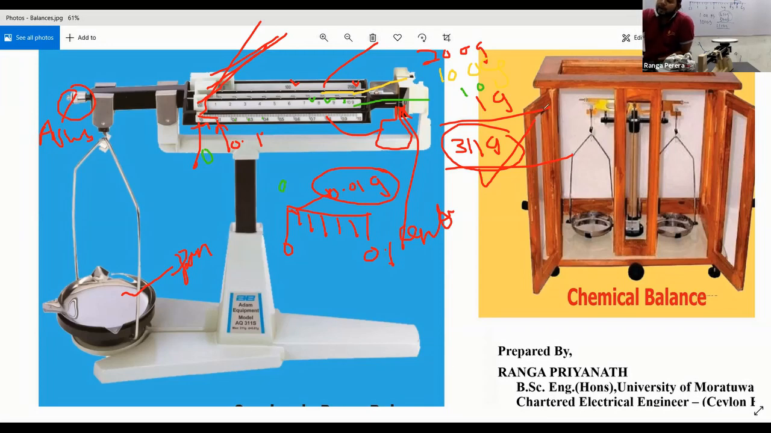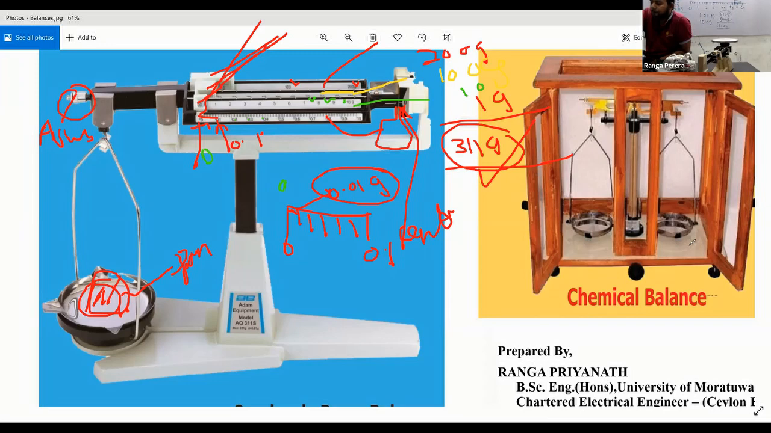Just write four beam balance. I don't have anything to write. You want to keep the space to draw, to paste that figure with the points I explained. You place the mass on this pan, okay? There is no platform. You want to place the mass on that pan and measure the mass. Right, you have to keep the space to paste that figure.